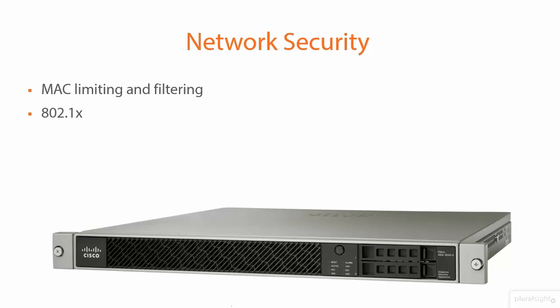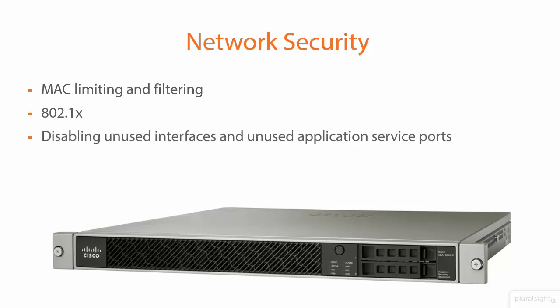We want to look at 802.1x. We want to look at disabling unused interfaces and unused application service ports. Much like we talked about unneeded services on a server, we want to do the same thing on our network devices. And then also covering rogue machine detection. So how do we know, or what should we do about machines that are not authorized to be on our network pop up onto our network?